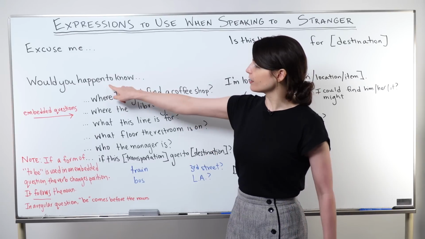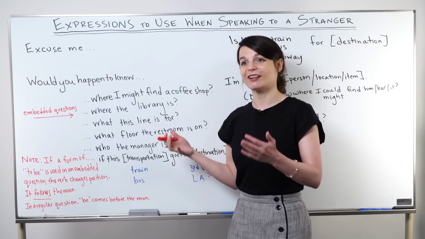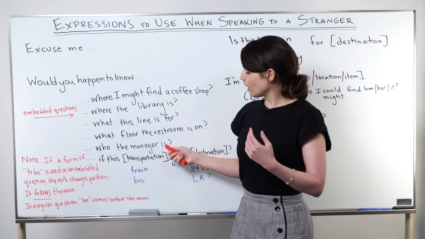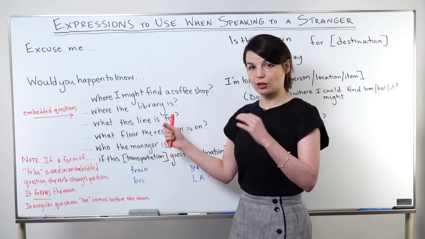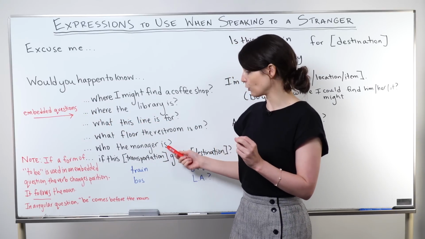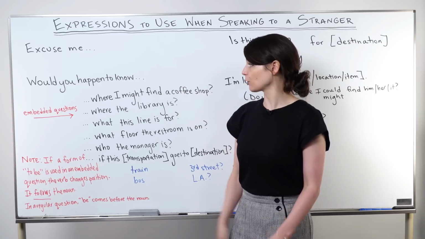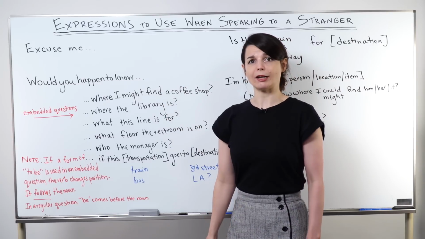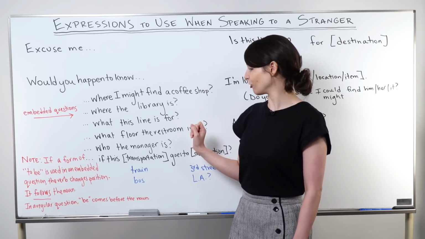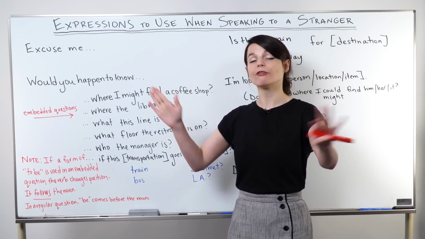So I'm using this one for today's lesson because it sounds very polite, and it's probably better to try to be polite when you're speaking to a stranger. But if you want to use this polite pattern, you need to keep in mind you'll be using an embedded question and your grammar will need to change. So yes, you can use a direct question like, where might I find a coffee shop? Or where's the library? Or what is this line for? Or what floor is the restroom on? And so on. Those are all perfectly fine.